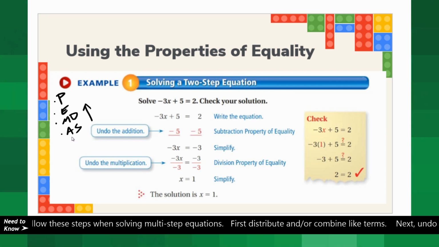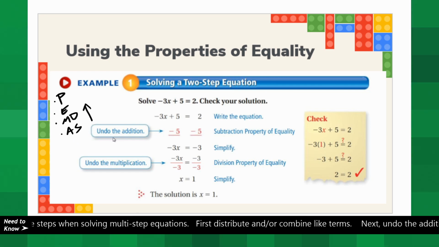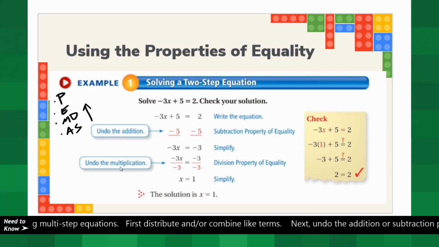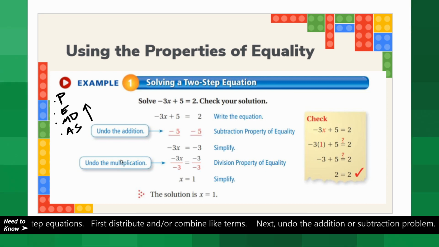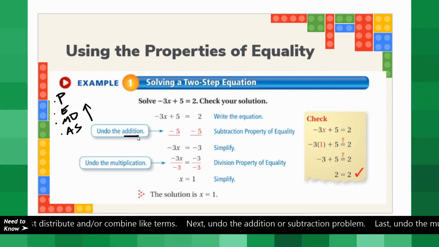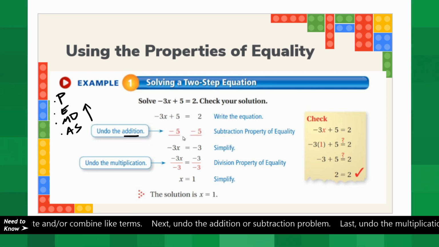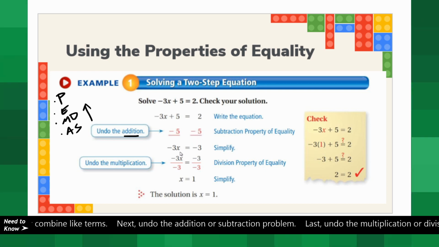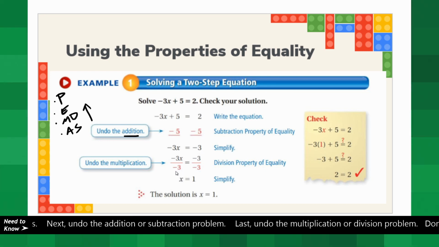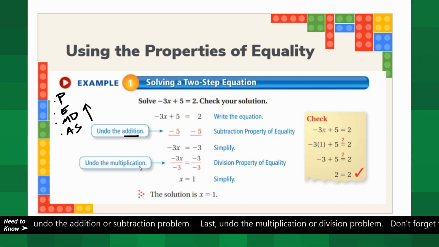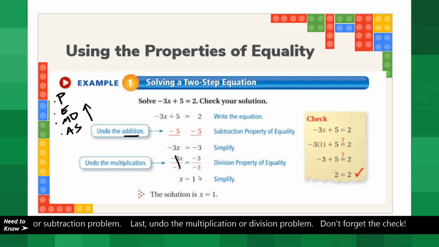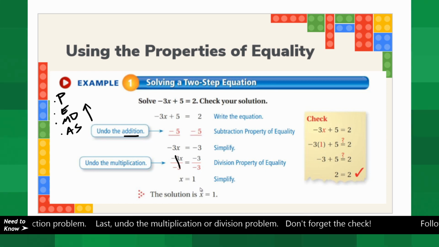I'm going to first look at my addition and subtraction. So I'm going to undo any addition or subtraction problems first, and then I'm going to undo any multiplication or division problems second. So for example, I have negative 3x plus 5 equals 2. First, I'm going to undo the addition. I'm going to subtract 5 from the left and subtract 5 from the right. That gives me negative 3x equals negative 3. Then I'm going to simplify by using the division property of equality. I'm going to undo the multiplication. I'm going to divide both sides by negative 3. This cancels out, and I get x equals positive 1.